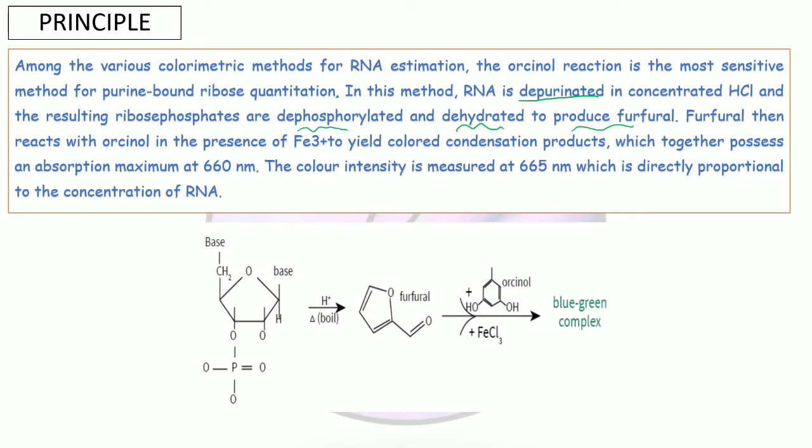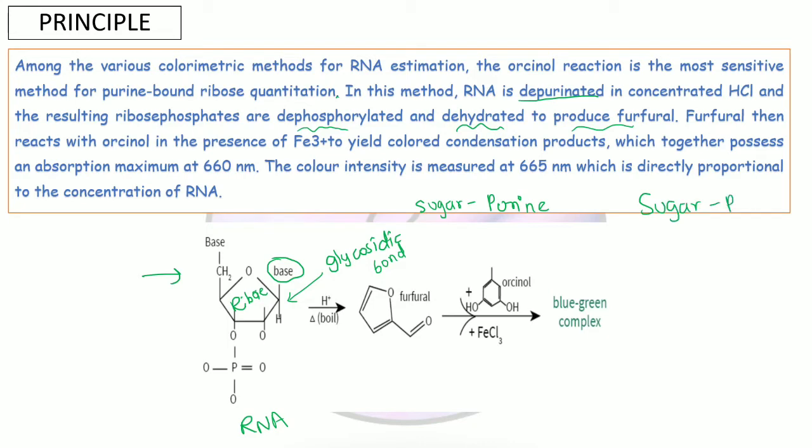For example, this is the structure of a nucleotide. It is an RNA nucleotide. First just look at the structure. In this structure you can see the nitrogenous base is linked with the ribose sugar. The bond between the base and the sugar is a glycosidic bond. Basically the bond between sugar and purine, if I write here, the bond between the sugar and purine when compared with the bond between sugar and pyrimidine.